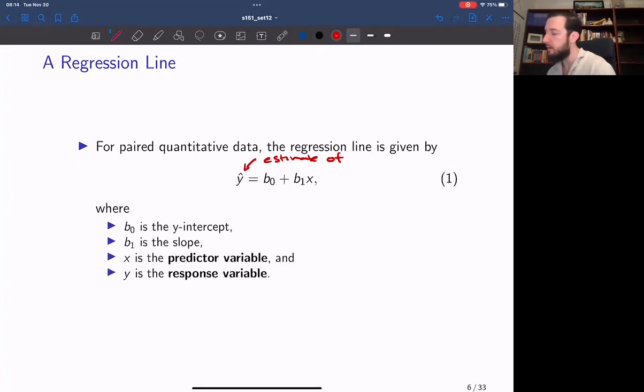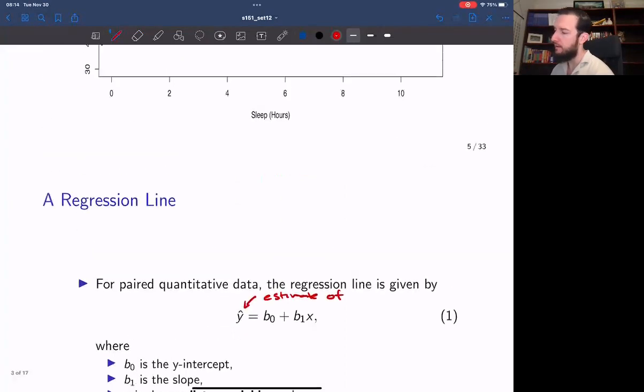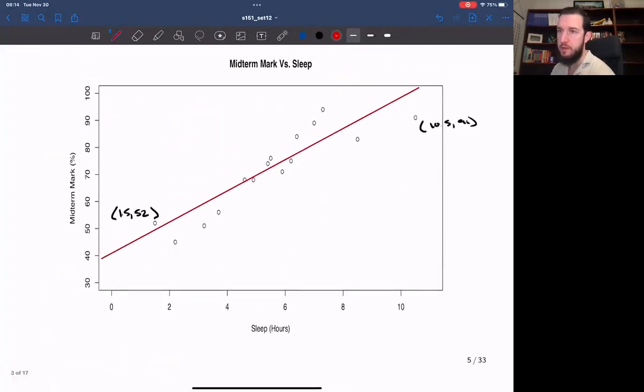So basically, what we have to do is determine what are we trying to predict and what are we using to make that prediction. So what is our response variable? What is the predictor? And that's usually defined by the problem. So for example, in our case, we've clearly placed midterm mark on the y-axis and we've placed sleep on the x-axis. So we're going to try and predict the midterm mark from the number of hours of sleep.